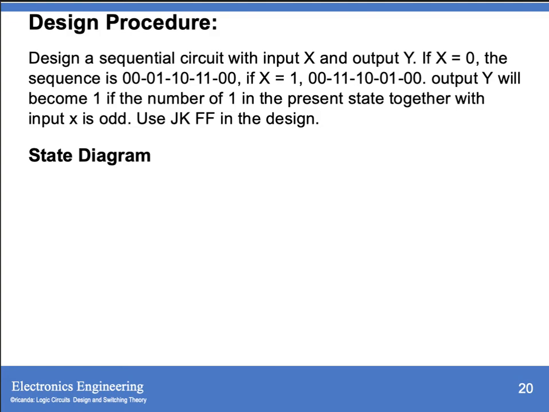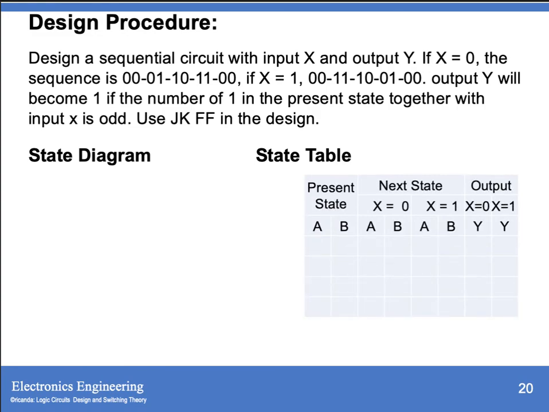Output Y will become 1 if the number of 1s in the present state together with your input X is odd. Then we have to use JK FF in the design. FF is the flip-flop. So we have this state diagram and state table. We have your present state; since we have 2 bits in your sequence, which is 00 and the maximum is 11, we designate them as A and B.